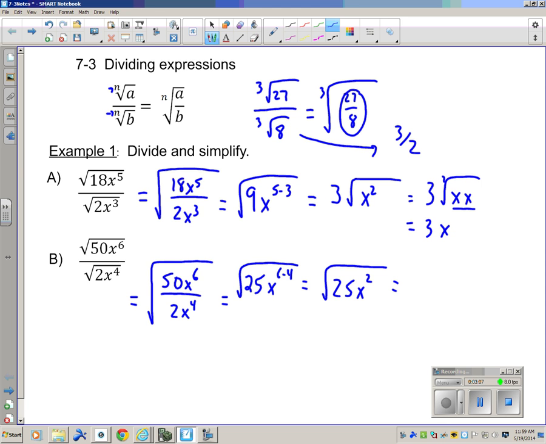So now I can think about what's the square root of 25, that's 5. And if I don't know the square root of x squared, it's the same thing as the square root of x times x, and there's a pairing of those, so it just becomes 5x.